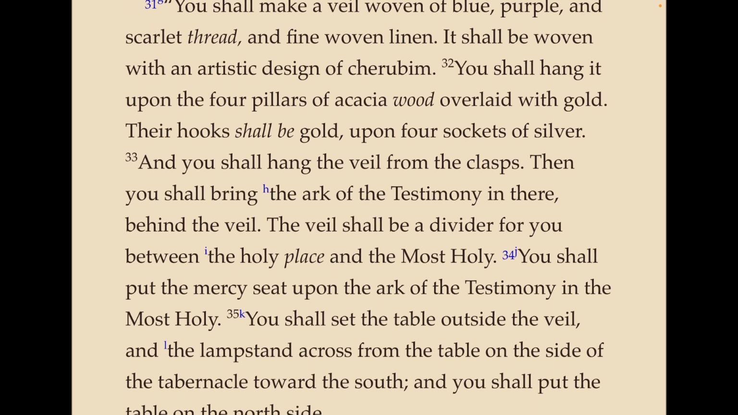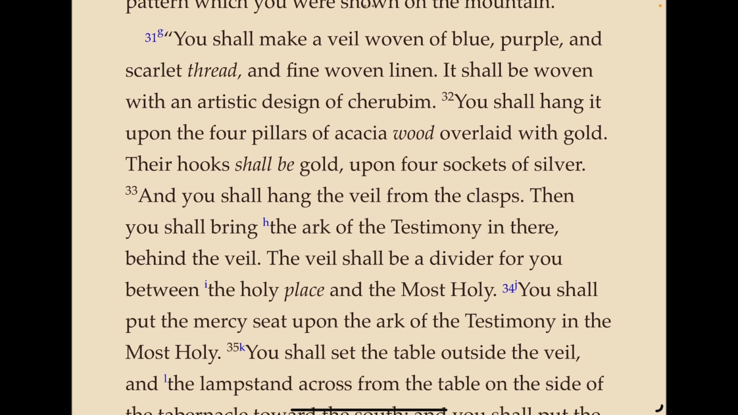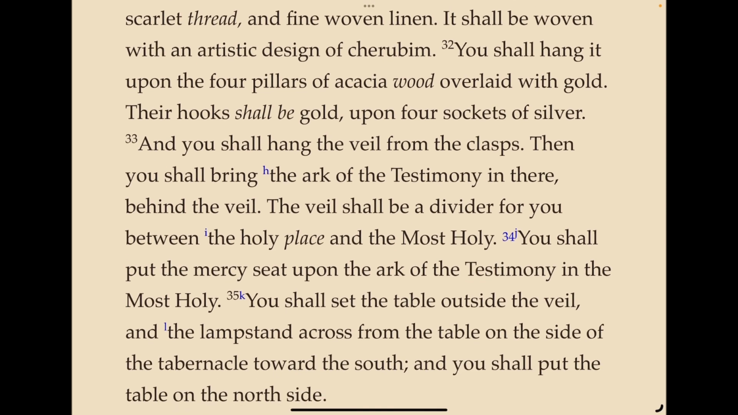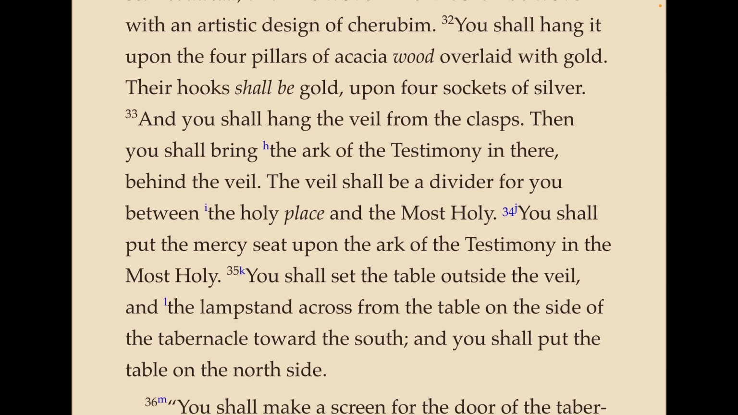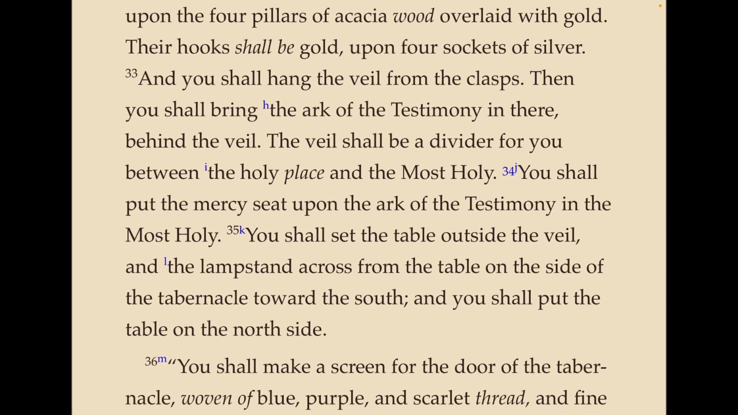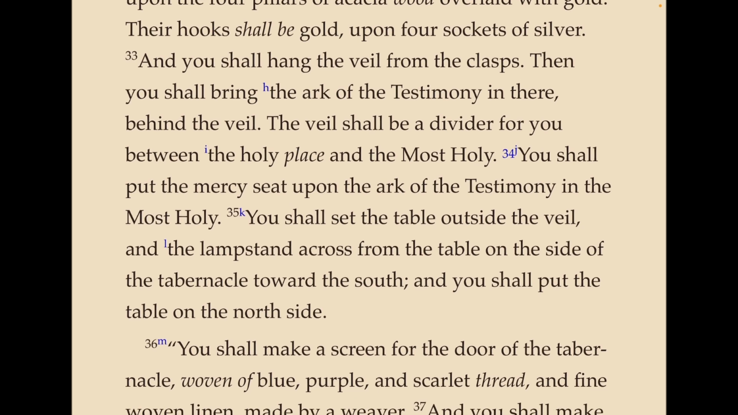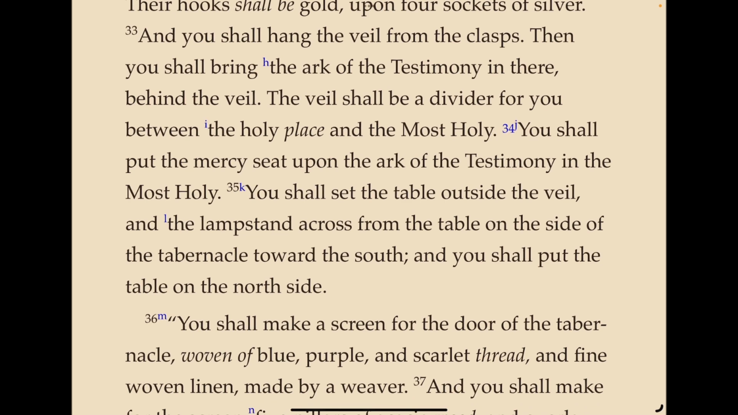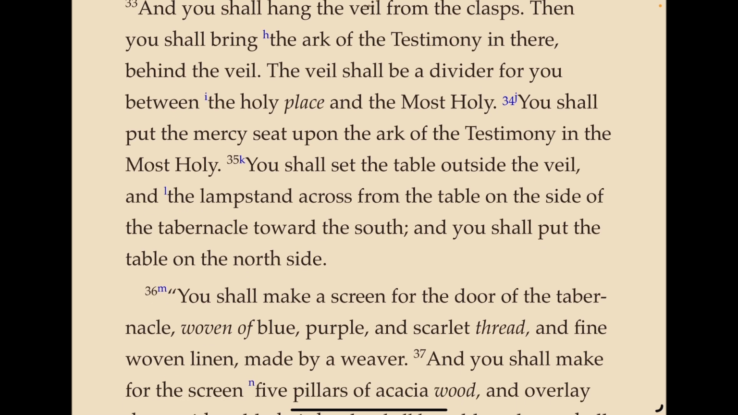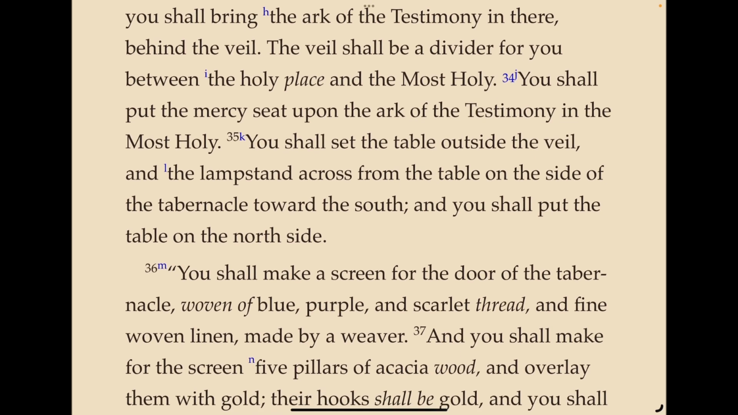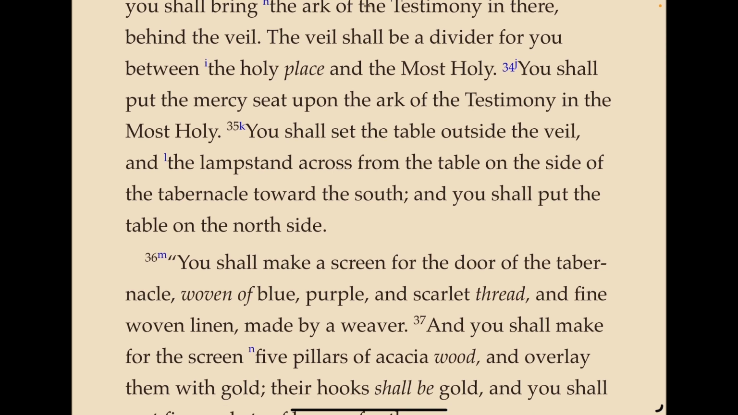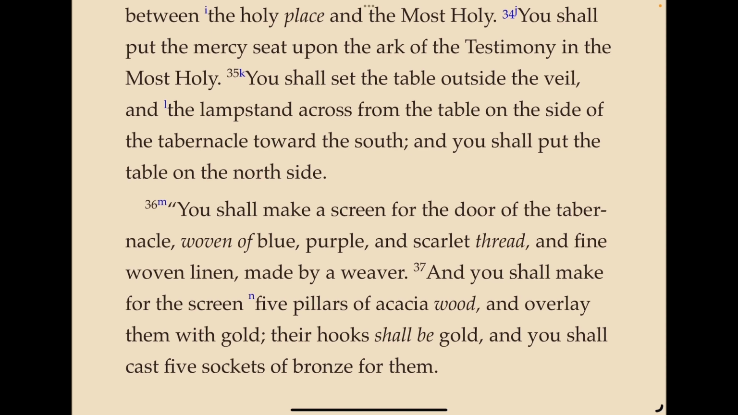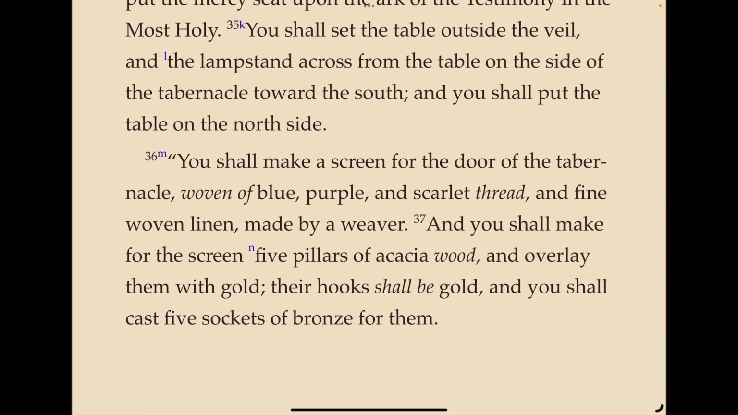You shall make a veil woven of blue, purple, and scarlet thread, and fine woven linen. It shall be woven with an artistic design of cherubim. You shall hang it upon the 4 pillars of acacia wood, overlaid with gold. Their hooks shall be gold upon 4 sockets of silver, and you shall hang the veil from the clasps. Then you shall bring the ark of the testimony in there, behind the veil. The veil shall be a divider for you between the holy place and the most holy. You shall put the mercy seat upon the ark of the testimony in the most holy.